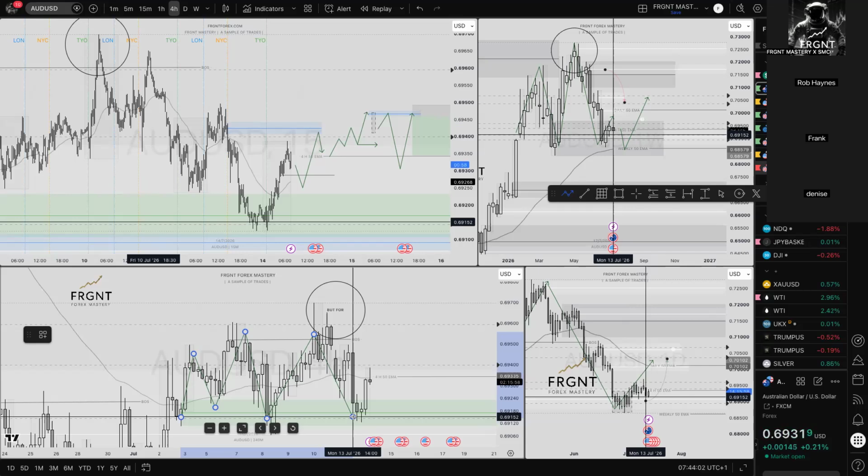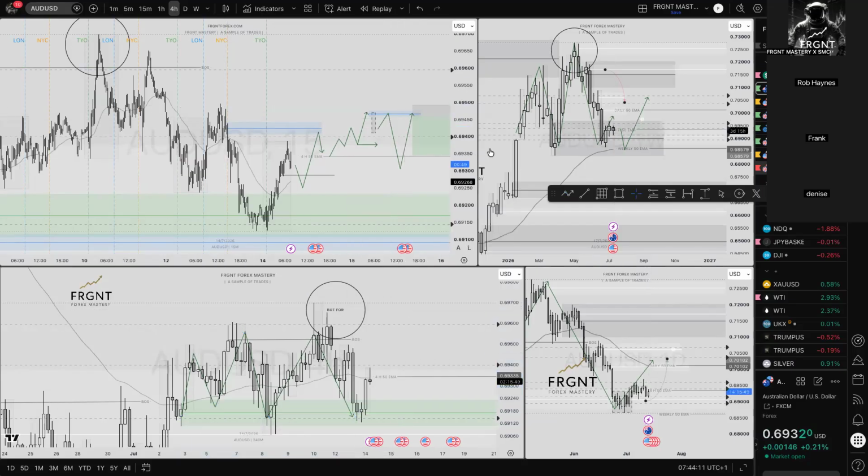Here is an area where there is potential liquidity for me. If price comes back down to it, I could just get a reaction from there. So that's an area in the market that I'm liking at the moment.